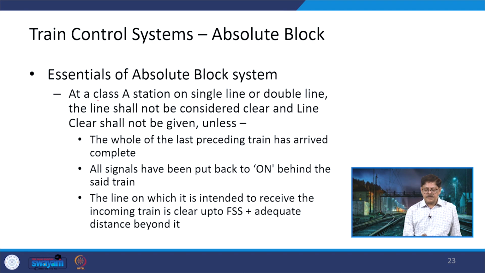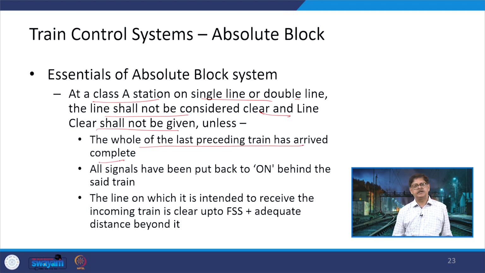At a class A station on a single line or a double line, the line shall not be considered clear and the line clear shall not be given unless the whole of the last preceding train has arrived completely. That means the last vehicle verification is being done. All signals have been put back to on behind the said train.